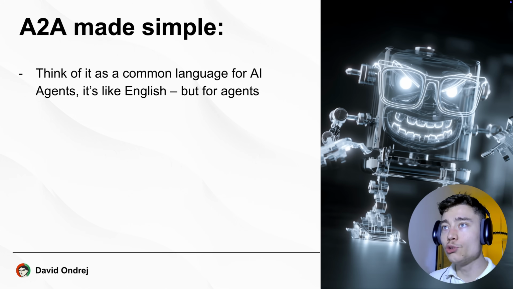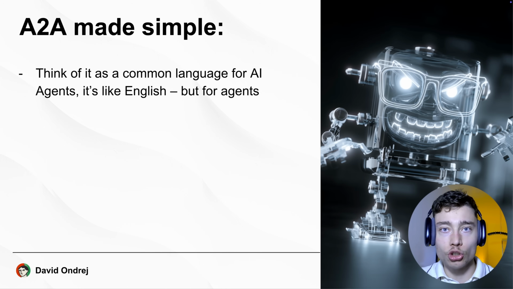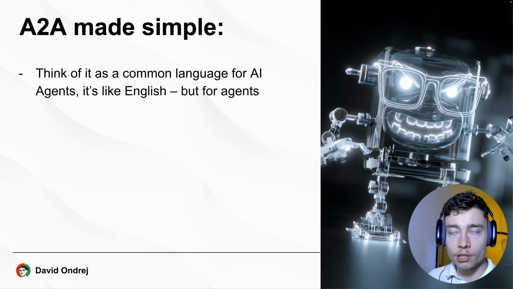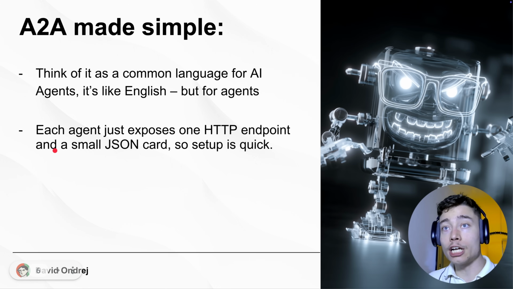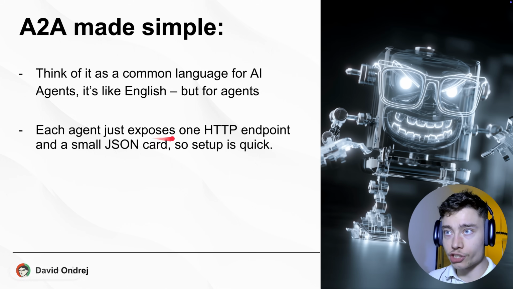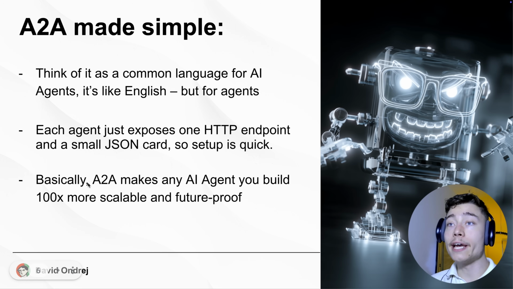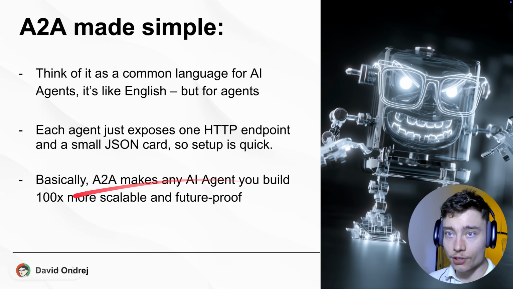You can think of A2A as a common language for AI agents. The same way English allows us humans from all corners of the world to communicate easily, the same way A2A allows AI agents from all different codes, frameworks, companies to communicate with each other. And the setup is super easy. Each agent just exposes one HTTP endpoint and a small JSON card. So basically, A2A makes any AI agent you build 100 times more scalable and future-proof than before.